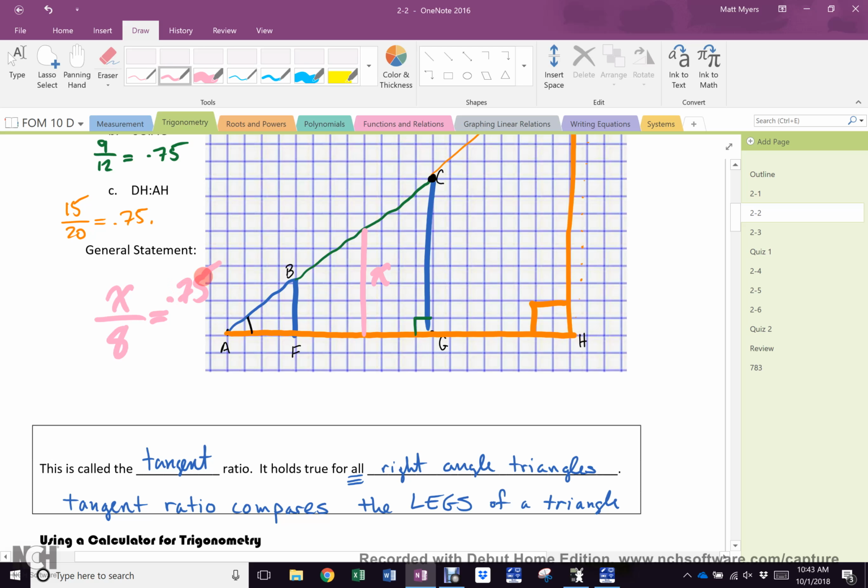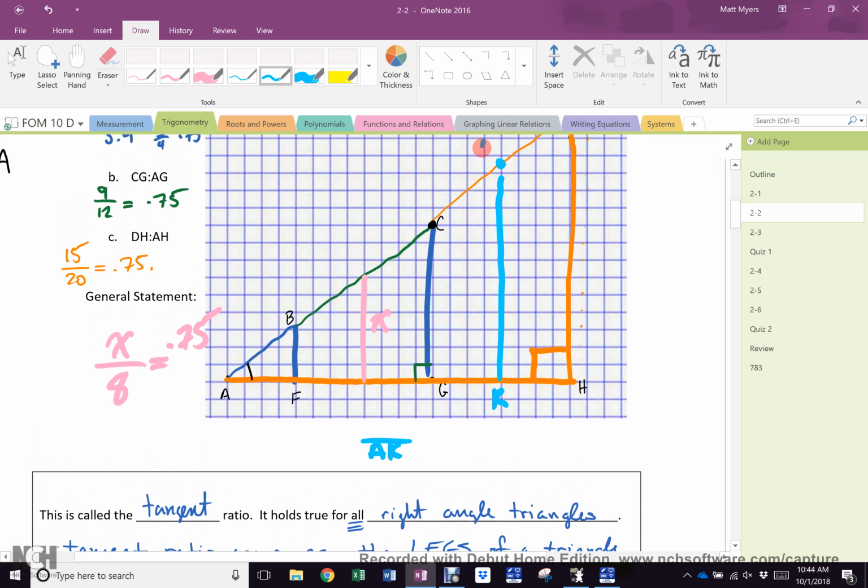Right? What if I put this blue line here? Then what do you know about A to K? A to K is on the bottom of a fraction. K to L is on the top of the fraction. And what will that answer be? 0.75. Because the angle didn't change. Is everybody cool?